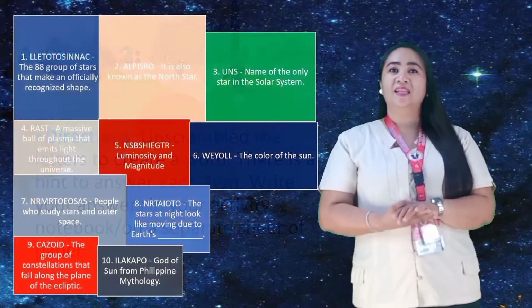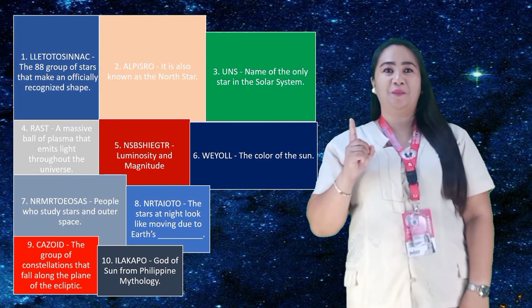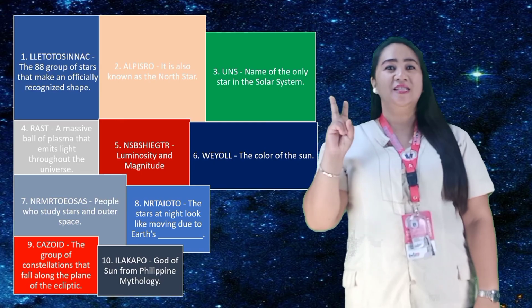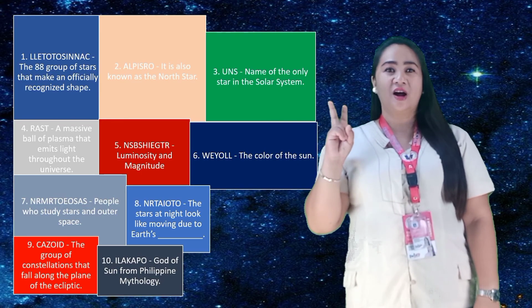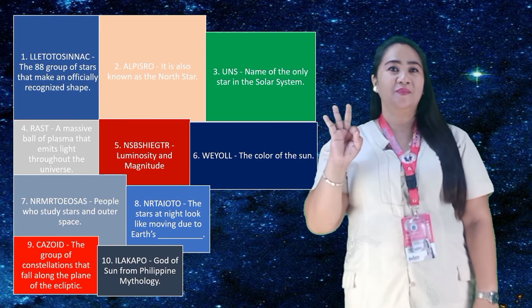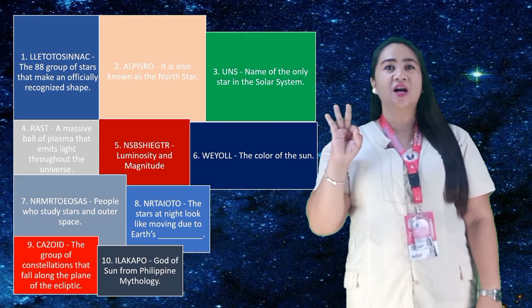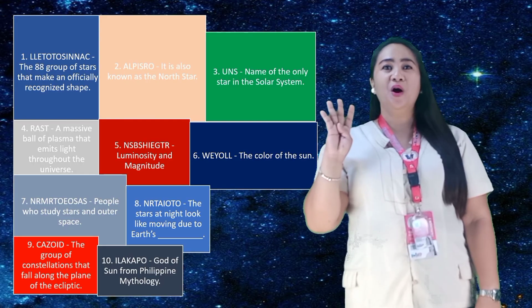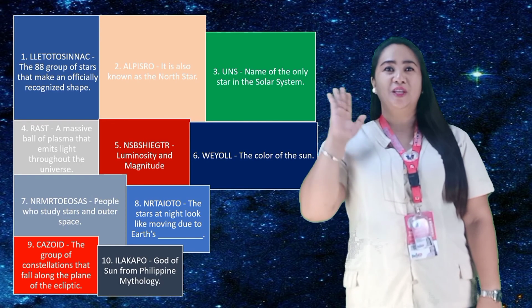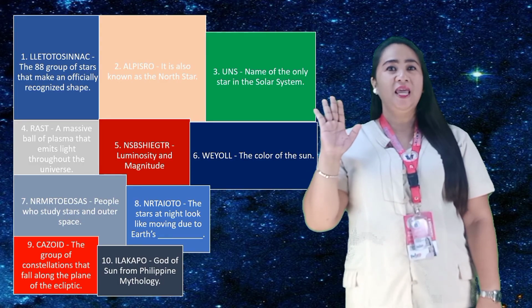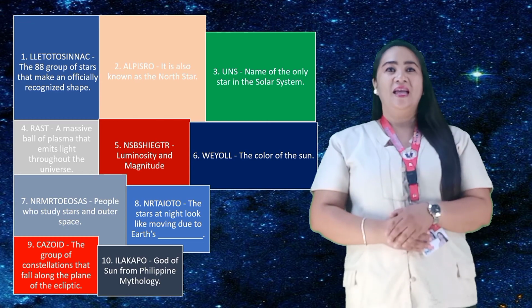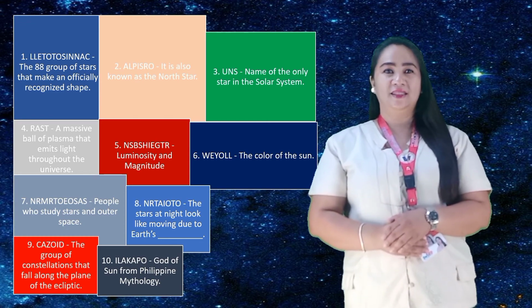Number 1. The 88 groups of stars that make an officially recognized shape. Number 2. It is also known as the North Star. Number 3. The name of the only star in the solar system. Number 4. A massive ball of plasma that emits light throughout the universe. Number 5. Luminosity and magnitude. Number 6. The color of the sun.